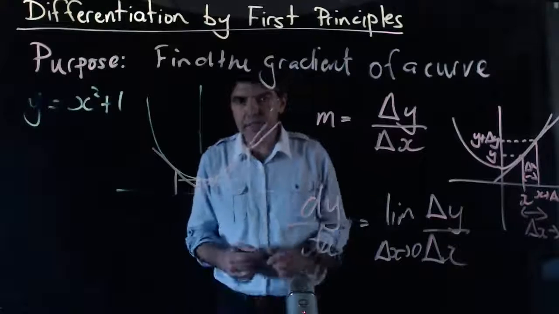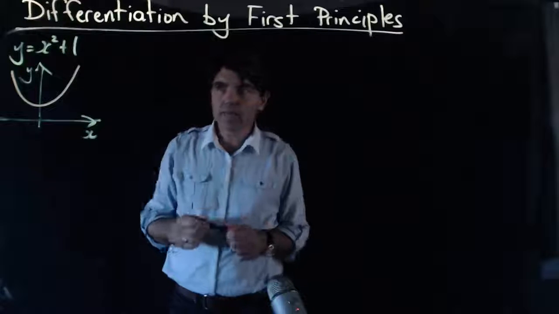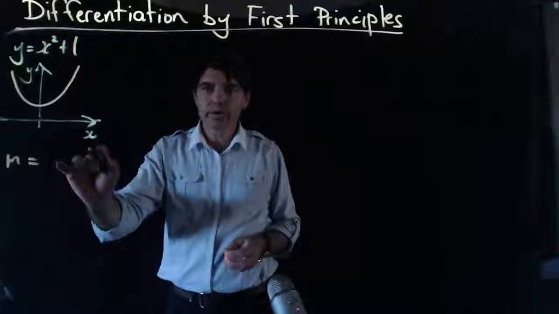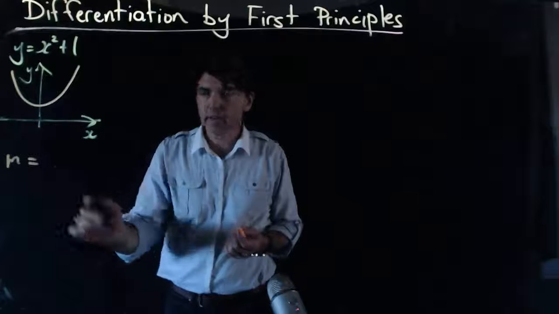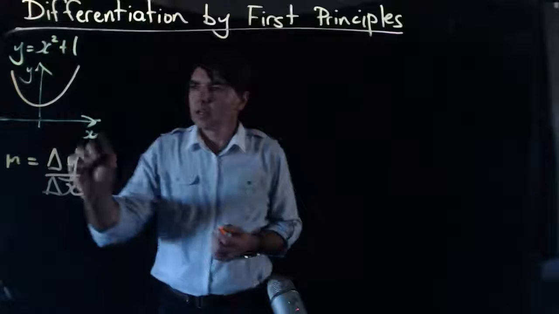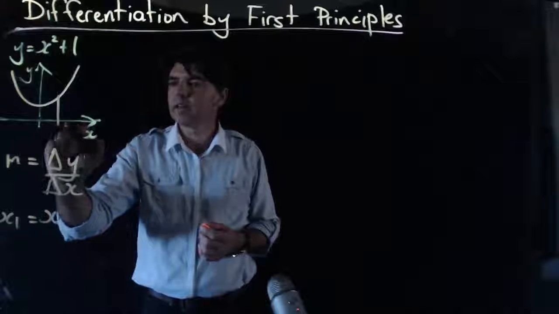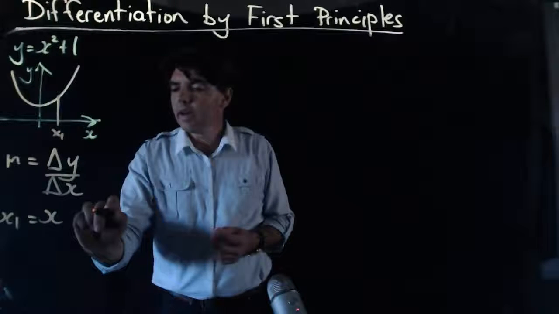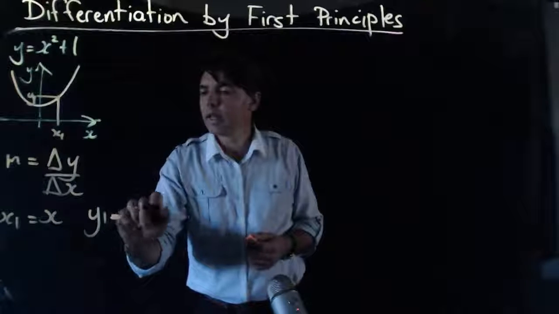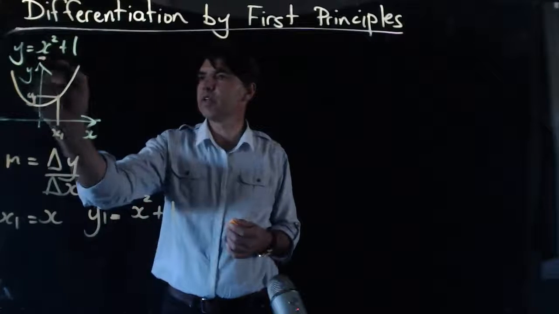Let's take a specific example here. So first of all, I'll clean this board. Let's look at this function, y equals x squared plus 1. What we want to try and do is find the gradient at any point along there. So we've got a function that tells us the gradient. Remember, the gradient is the change in y divided by the change in x. Well, let's just start with some x1 value, and let's let it equal x. There's our x1 value. Now, y1 corresponds over here, here's y1, it equals x squared plus 1, because it's just that function, we just substitute straight into here.